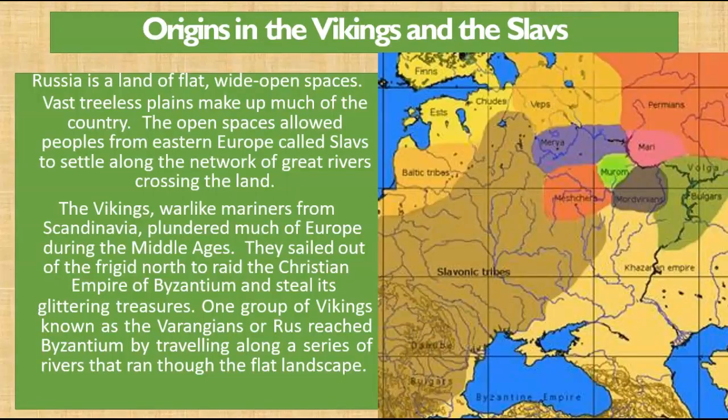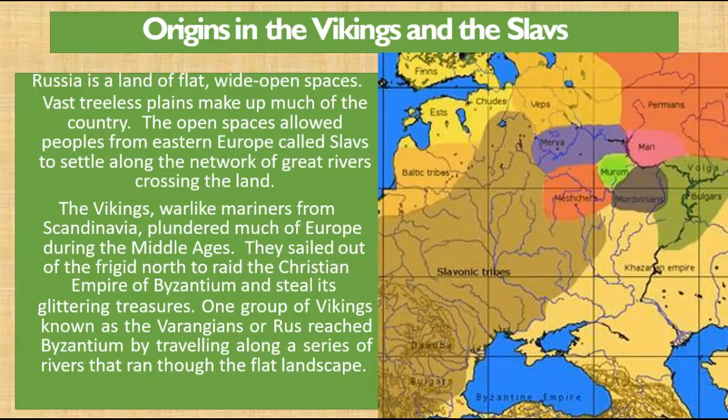So the origins in the Vikings and the Slavs. Russia was this land of flat, wide open spaces. There were vast treeless plains that made up much of the country, and the open spaces allowed people from Eastern Europe, who were called Slavs, to settle along the network of great rivers crossing the land. And the Vikings were warlike mariners from Scandinavia who plundered much of Europe during the Middle Ages, and they sailed out on the frigid north to raid the Christian empire of Byzantium and steal its glittering treasures, kind of like when we talk about the Mongols.